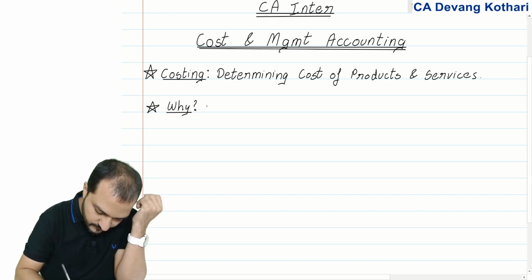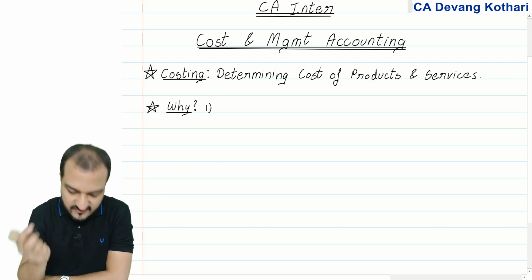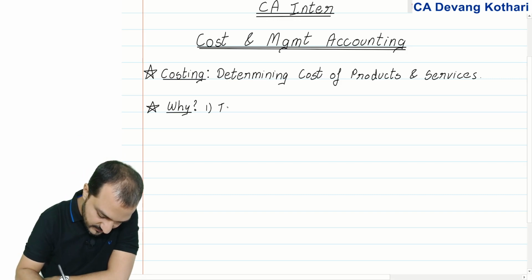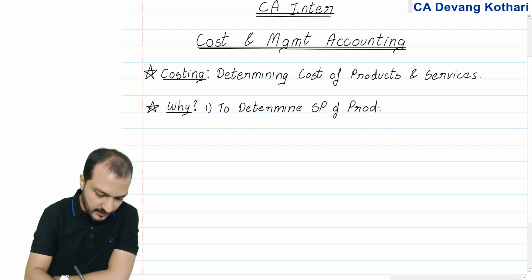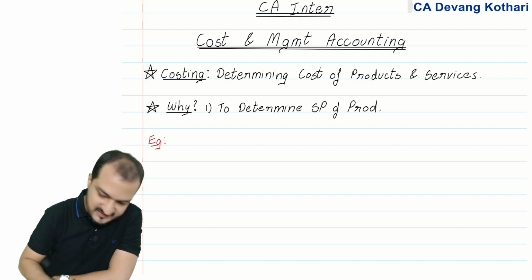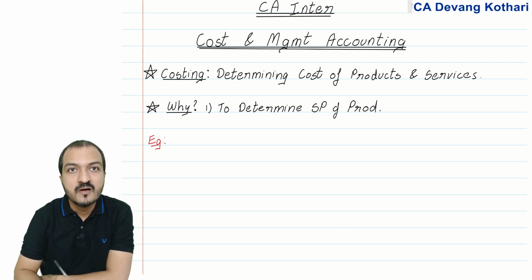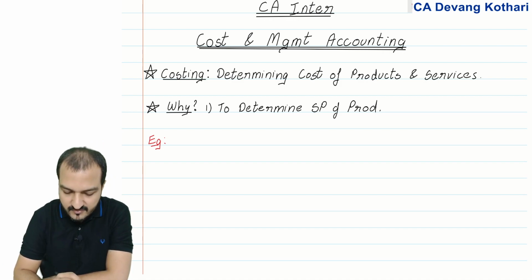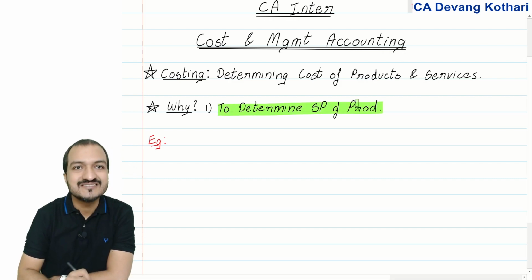Well, you told me one of the reasons that we want to determine cost of product or service is so that we can determine selling price. Okay. Now let's take one example. Yes, Shruti, you are right. But right now, let us take this one example. I'm calculating cost to determine selling price of the product.